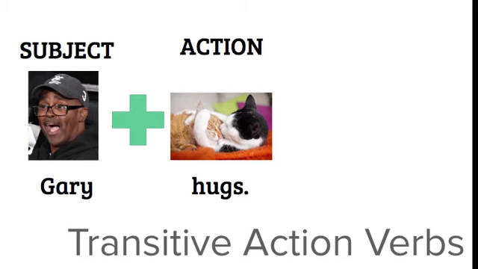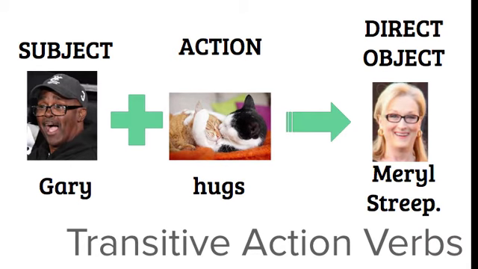Sometimes the subject does the action to something. For example, Gary hugs Meryl Streep. Now in this case, Meryl Streep is the direct object. She is the person receiving the action from Gary. He's doing something to her. And so this verb hugs is a transitive action verb.